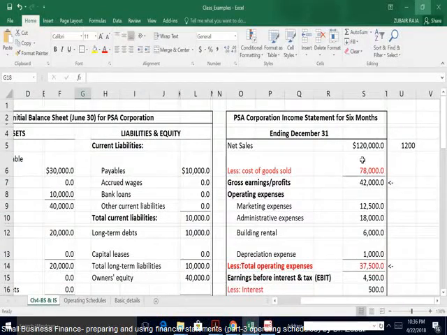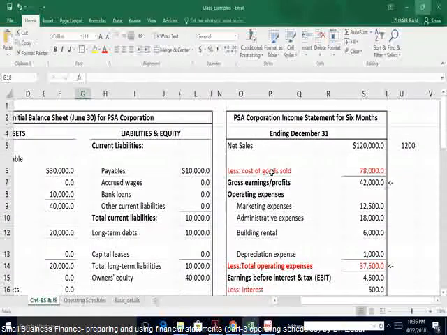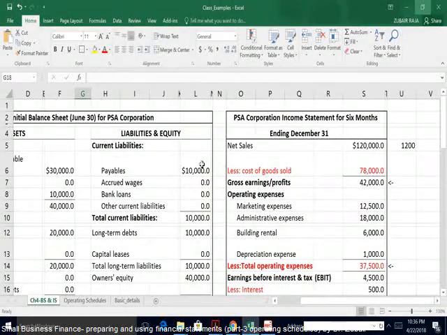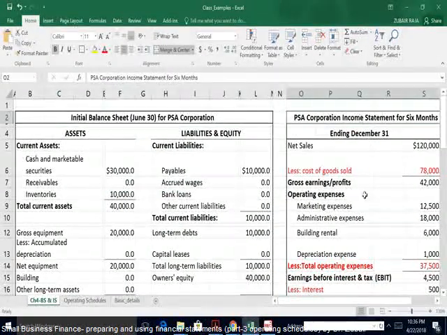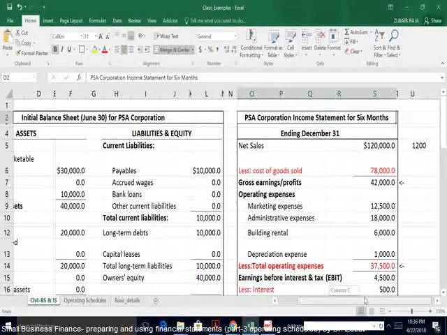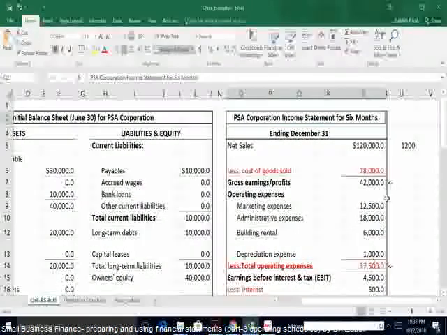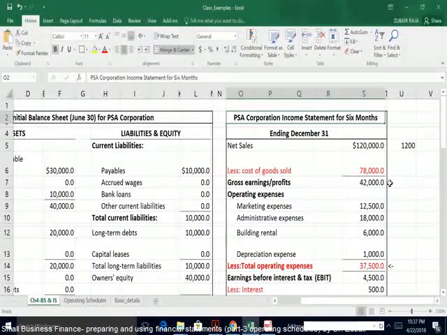Well, guys, by this time we have already understood the basic structure of two important financial statements. One is the balance sheet, and the other one is the income statement of PSA Corporation. Now we need to know where a few numbers come from. Many of these numbers we know, it's very simple.